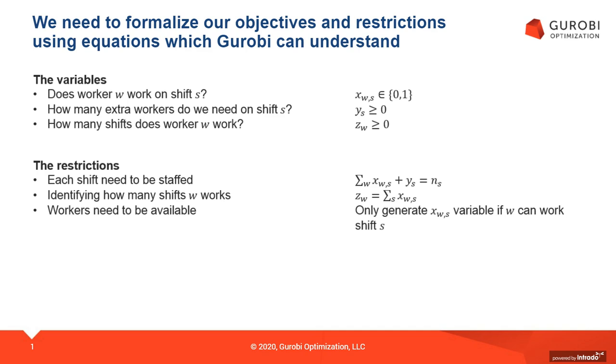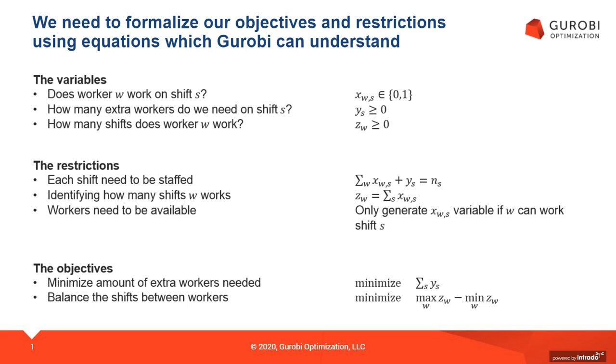And then lastly, now we can formulate our objectives. And those end up being pretty simple to convert into equations. The first one is to minimize the amount of extra workers. And that ends up being just the minimization of the sum over all our extra workers over all shifts.